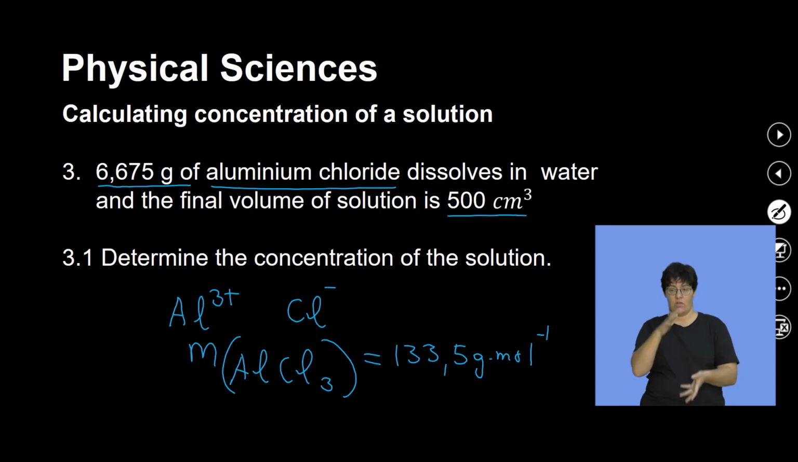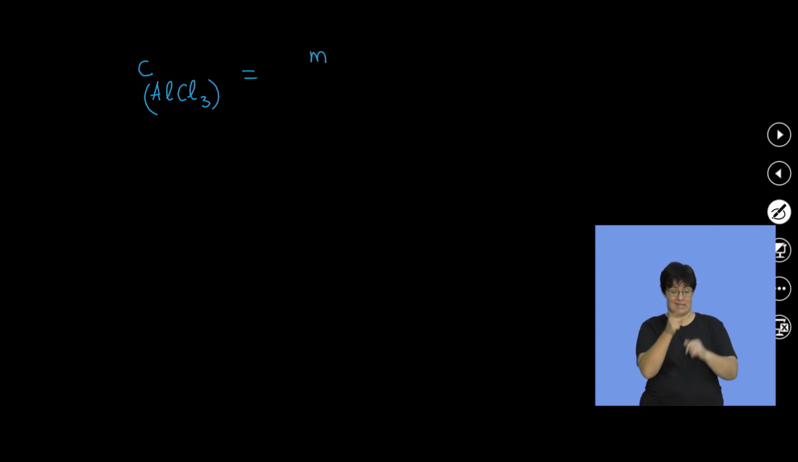So we moved from the correct formula to the molar mass. We are given the volume and the mass. We are determining the concentration, right? So what do we know? We know that the concentration of aluminium chloride is equal to the mass of the sample divided by the molar mass multiplied by the volume. So this is the formula.